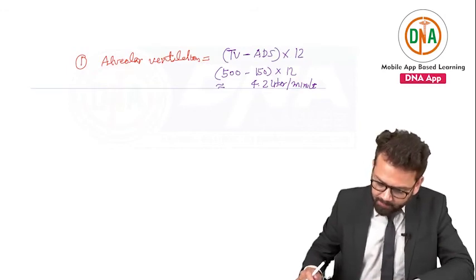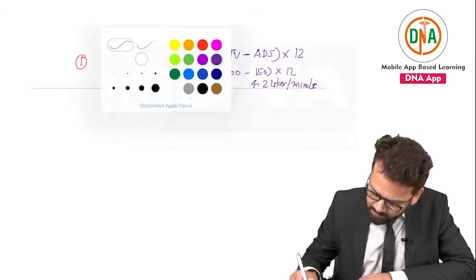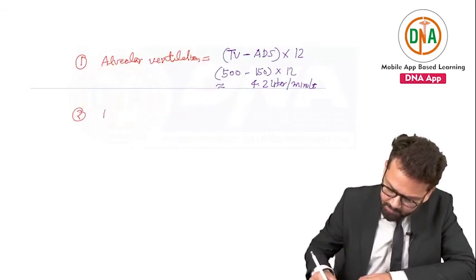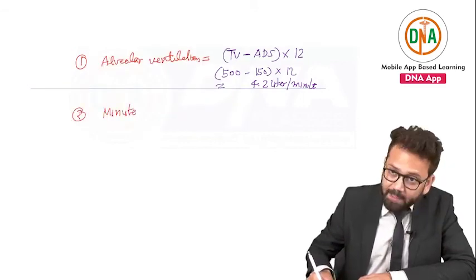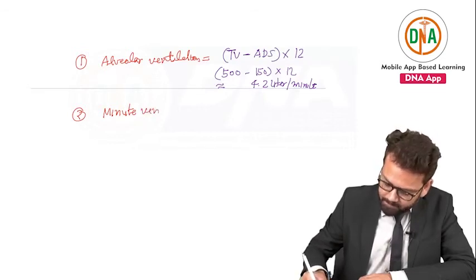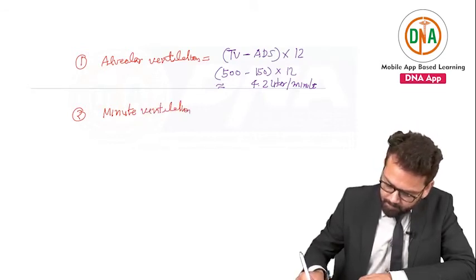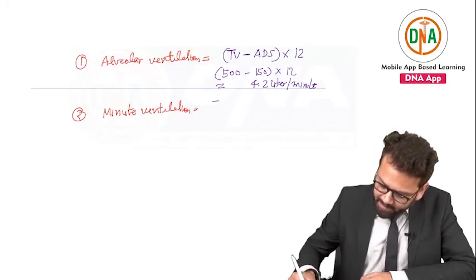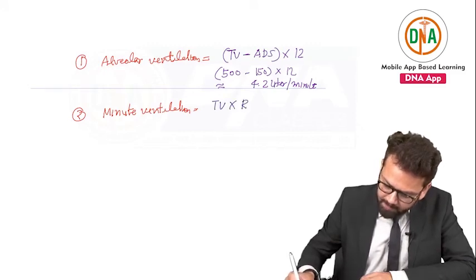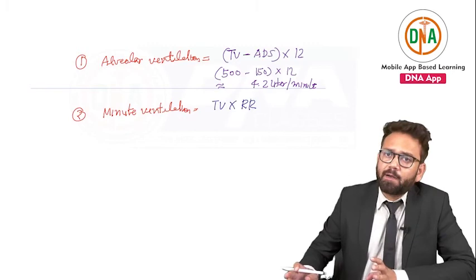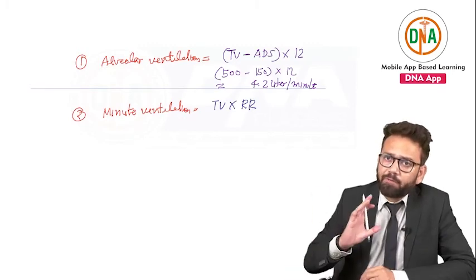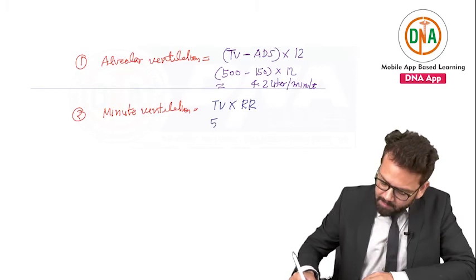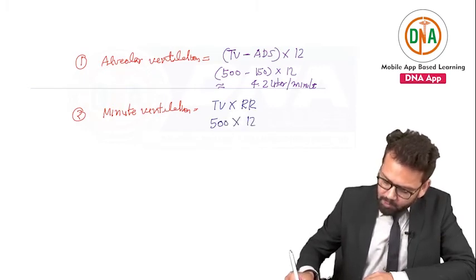Now what is minute ventilation? The second term is minute ventilation. Minute ventilation is tidal volume into respiratory rate. It is irrespective of anatomical dead space. We are just calculating the amount of air we are exchanging per minute. It is 500 into approximately 12. It becomes 6 to 7.5 liter per minute.